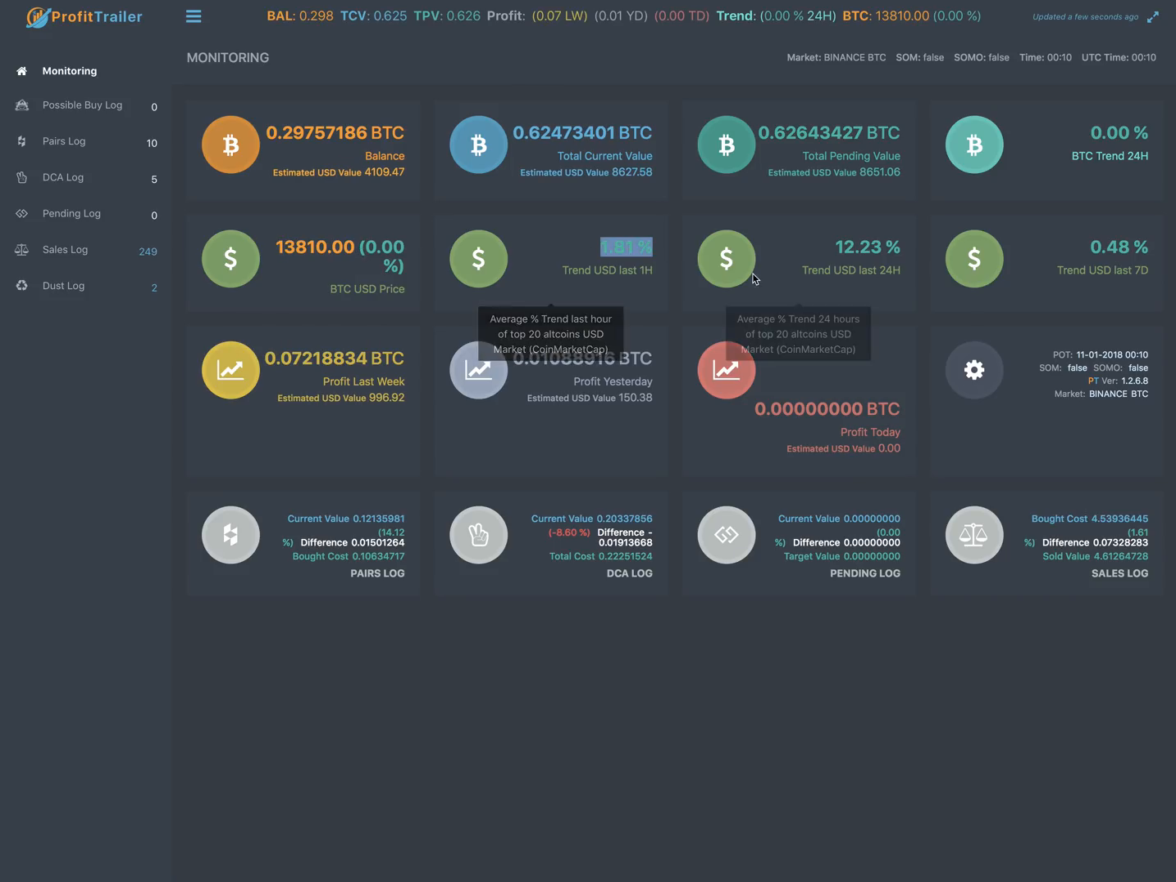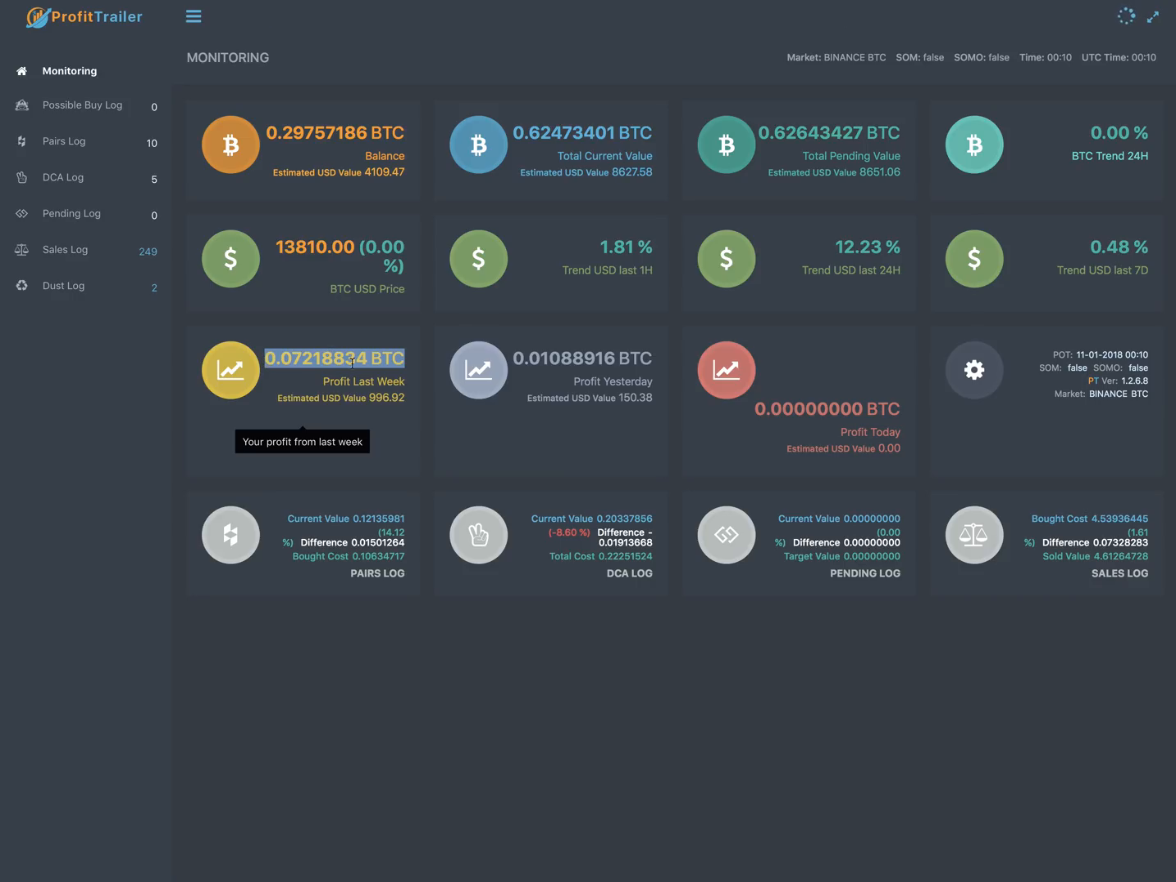This is the trend in the last hour, last 24 hours, and last 7 days. And then down here, you have profit for the last week. This isn't even a full week yet. I started this on Sunday and it is Friday right now. So it's made quite a bit of money, 0.07 Bitcoin in about 5 days. Yesterday's profit shows for today, and it has been going for 10 minutes.